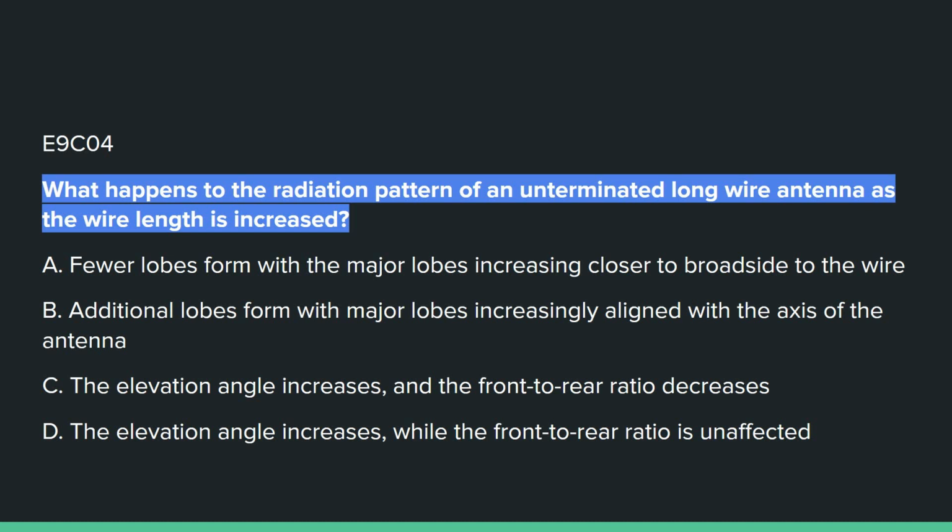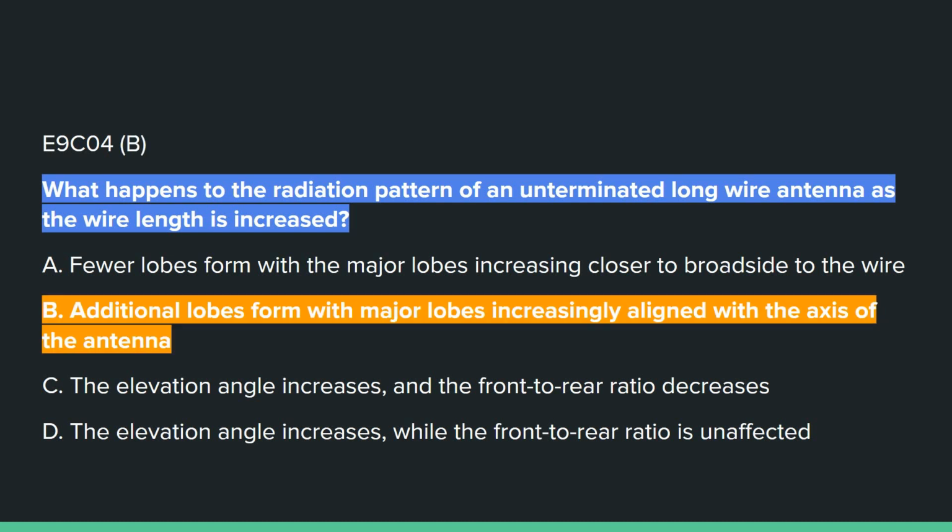E9C04, what happens to the radiation pattern of an unterminated long wire antenna as the wire length is increased? B. Additional lobes form with major lobes increasingly aligned with the axis of the antenna.